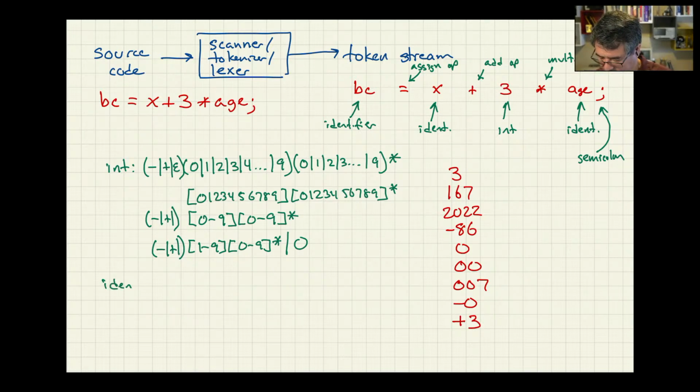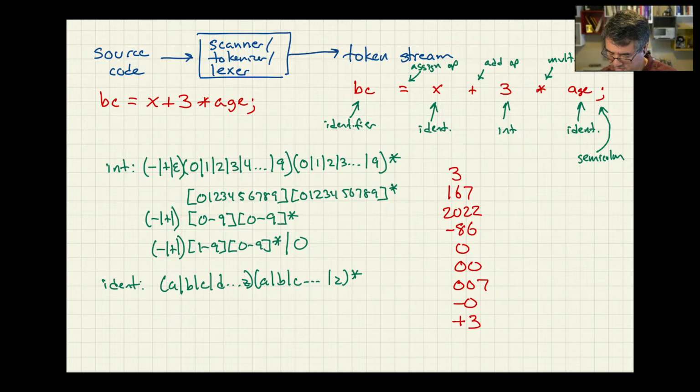What about identifiers? For identifiers, it's almost the same as integers, except that we're using letters instead of digits. So you've got A or B or C or D, up to Z, followed by A or B or C, up to Z, star, which of course you could shorten into A dash Z, A dash Z, star.